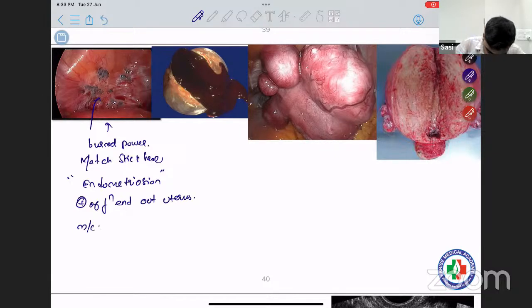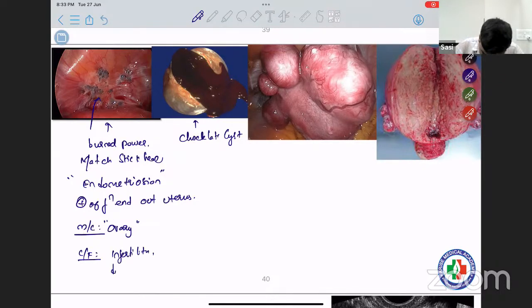Okay. And what is the most common site of this endometriosis? Most of you are getting it correct. The most common site of endometriosis is the ovary. And if it occurs in the ovary, it leads to this type of cyst known as chocolate cyst. The patient will be having these clinical features of infertility and painful sexual intercourse, which is dyspareunia, and progressive dysmenorrhea. Just remember these things about endometriosis.